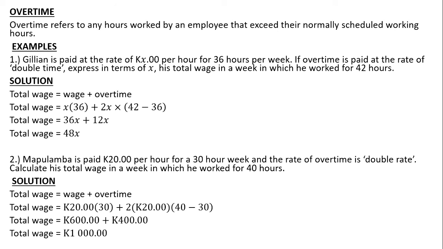Now, when you're looking at overtime, it's not always that they'll say double rate. Sometimes they'll say rate and a half. So if they say rate and a half, it means that you get the rate, which is a 20 kwacha, plus half of 20 kwacha, which is a 10 kwacha. So rate and a half is 30 kwacha.